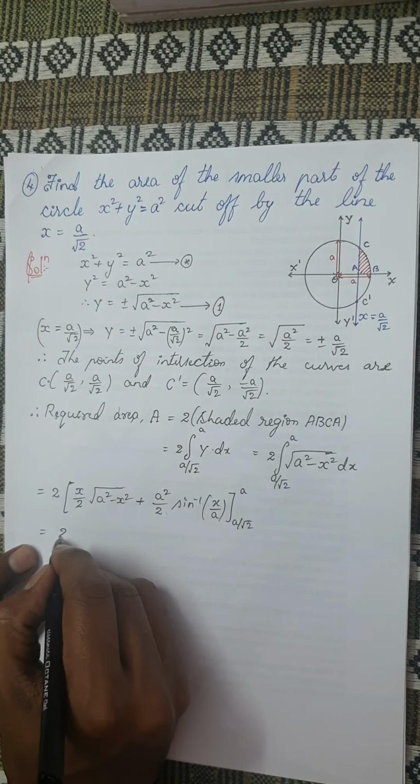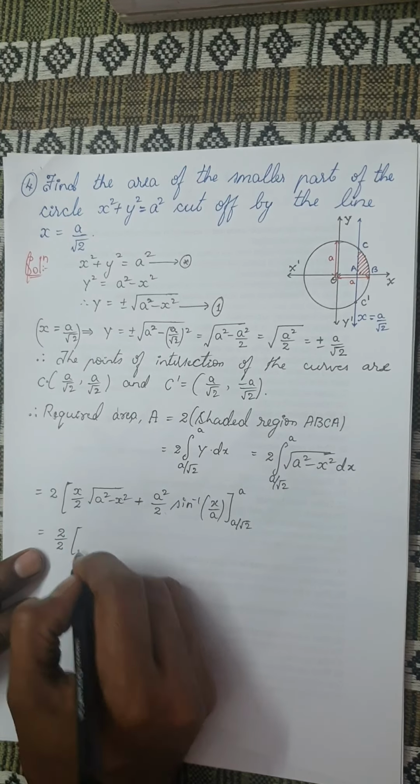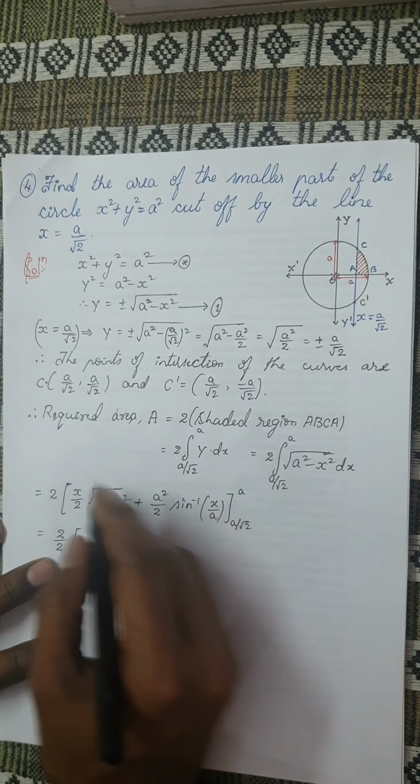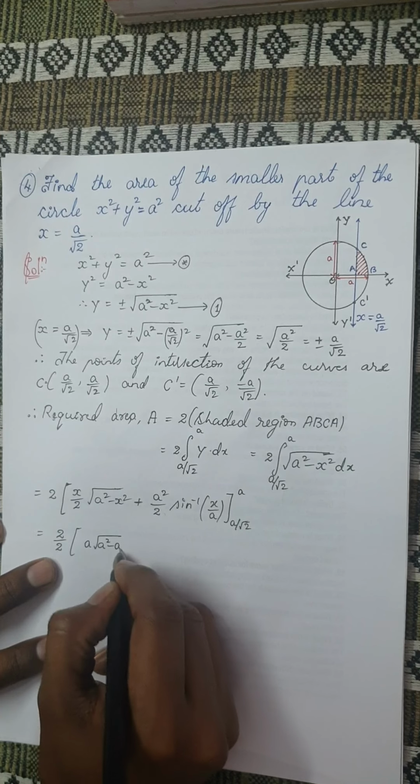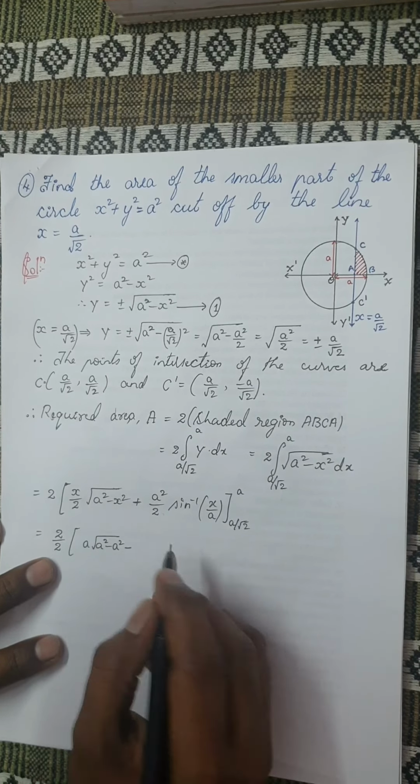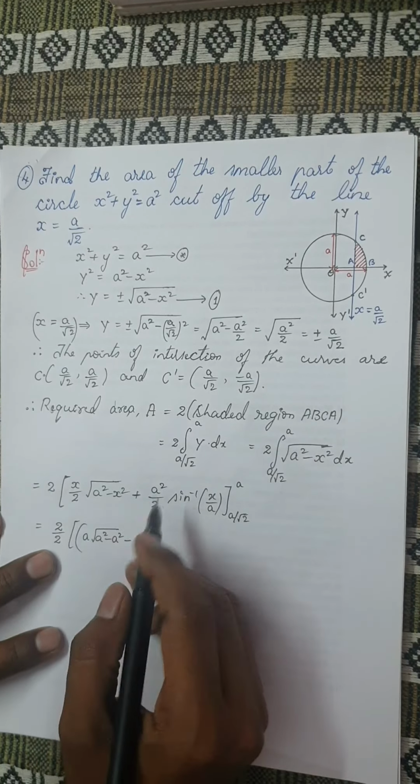I'm going to remove it outside. So it is 2 divided by 2 into, let me apply the limit. The upper limit is a. So it is a into root of a square minus a square. Okay, minus. Let me put the lower limit.